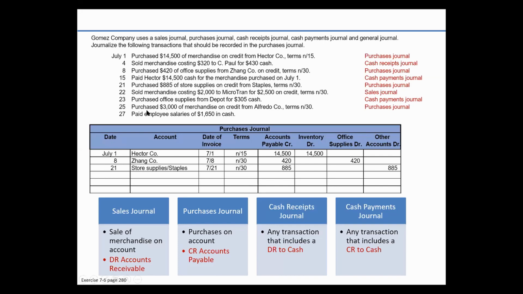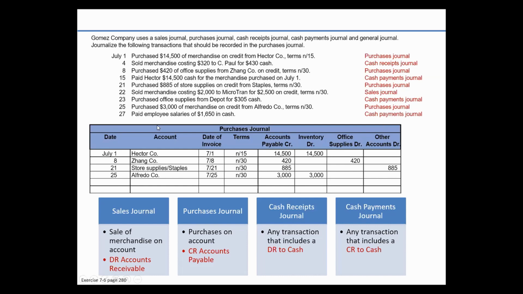And then on the 25th, we purchased $3,000 of merchandise on credit from Alfredo Company, net 30. Well, then here we are back again at our purchases journal. So on the 25th, Alfredo Company. So again, inventory, because that's merchandise for resale, of $3,000, and then accounts payable of $3,000.